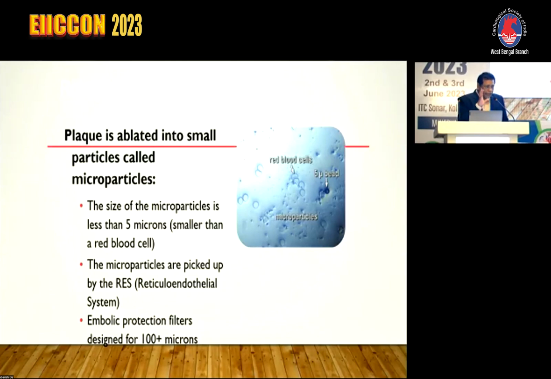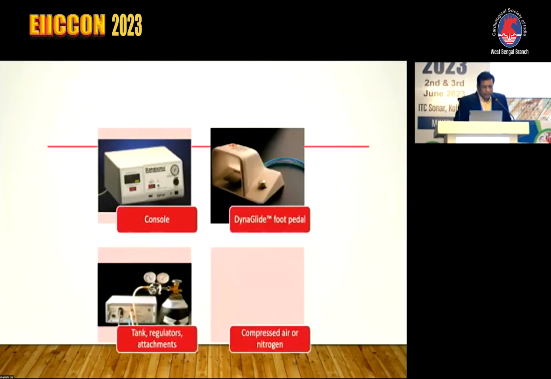You can get a slow flow situation, very rarely no flow. And all these pass through the capillaries and they are taken care of by the reticuloendothelial system afterwards. So nothing is retained there in the microcirculation after some time. That is the basic.